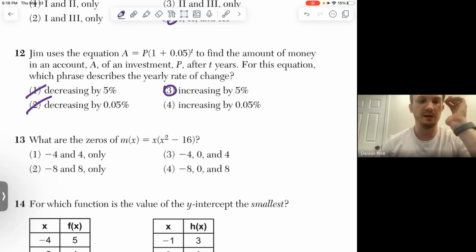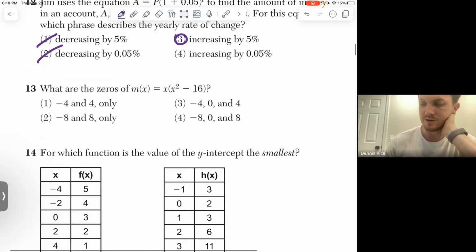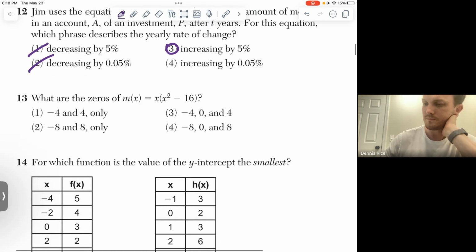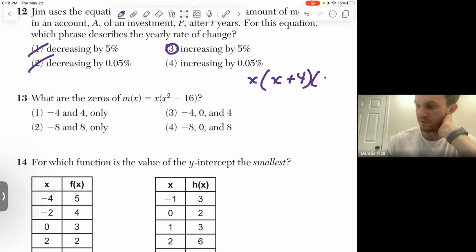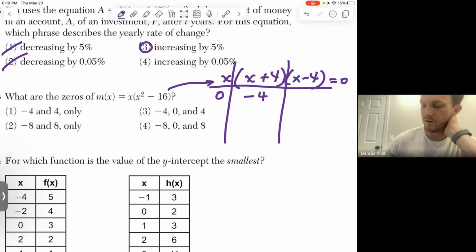All right, number 13. What are the zeros of this? It's technically a cubic, but we could still solve it as if it was a quadratic. So, let's just set this up. We can factor this a little bit more, the x squared minus 16. That's a difference of squares. So I'm going to continue to factor this so it looks like this. So what I did was break this down even further. And then, you know how we usually do a T-chart? This is going to be more of an H, I suppose. We're going to set each of these equal to 0, zero product property. So we're going to get 3 answers: 0, -4, and +4.